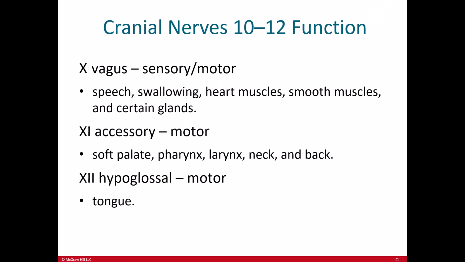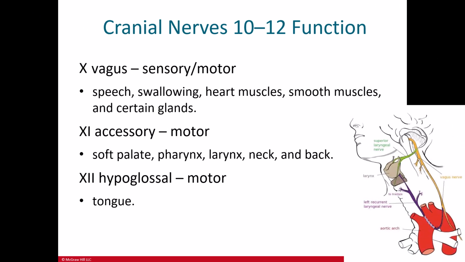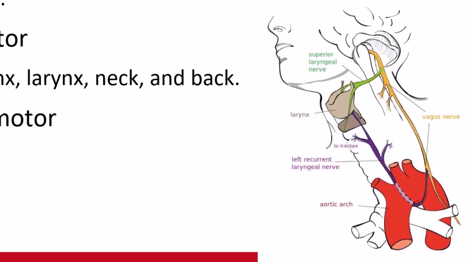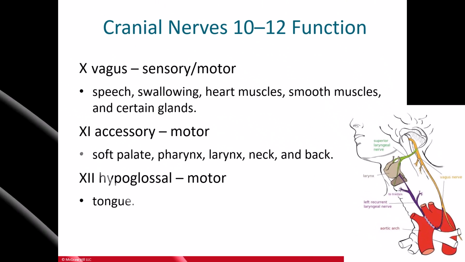And then finally, we're going to go over cranial nerves 10 through 12. So our 10th cranial nerve is the vagus nerve, and this is sensory and motor. It is responsible for speech, swallowing, heart muscles, smooth muscles, remember those are two involuntary groups, and certain glands.